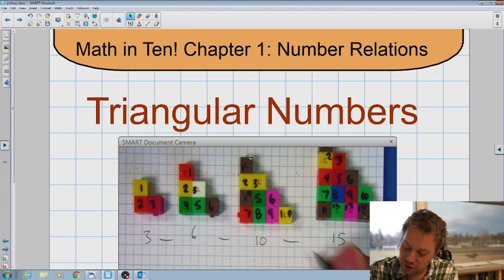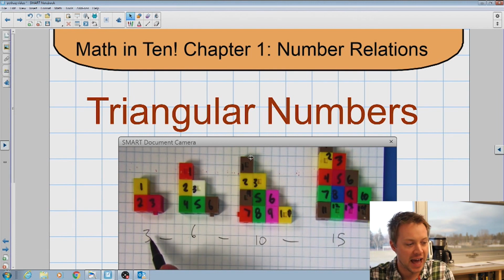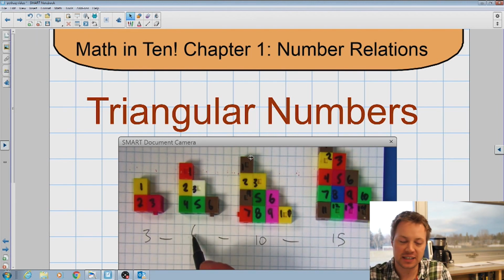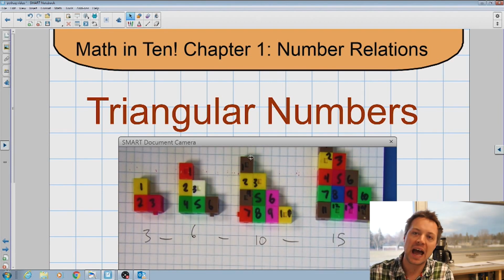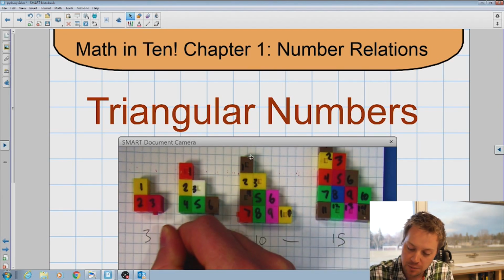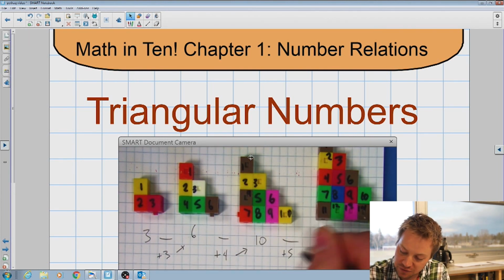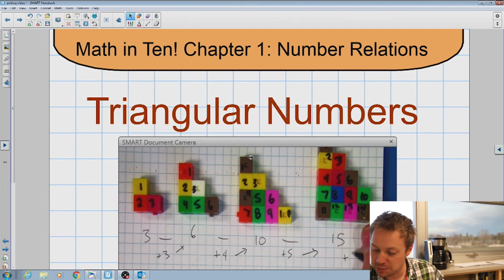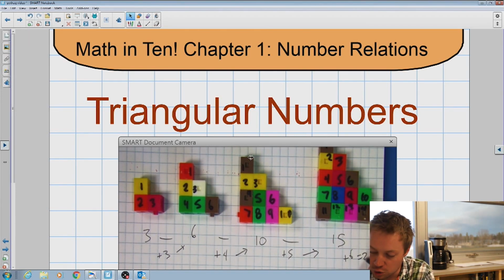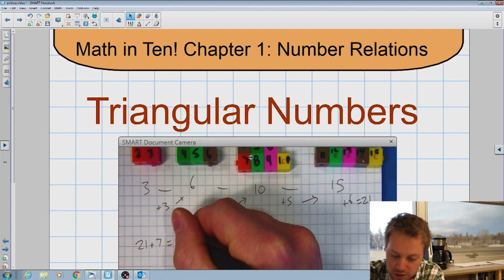If you look for a relationship between all of these numbers, what you'll find is that by simply adding 3 to 3, you find 6. Then by adding 4, you make 10. By adding 5, you make 15. So every time we do this, we're going up by one more number. So 3 plus 3 equals 6, then 6 plus 4 equals 10, then 10 plus 5 equals 15. So it stands to reason that our next triangular number is going to be plus 6, and that will equal 21. Our next triangular number would be 21 plus 7, and that would equal 28.